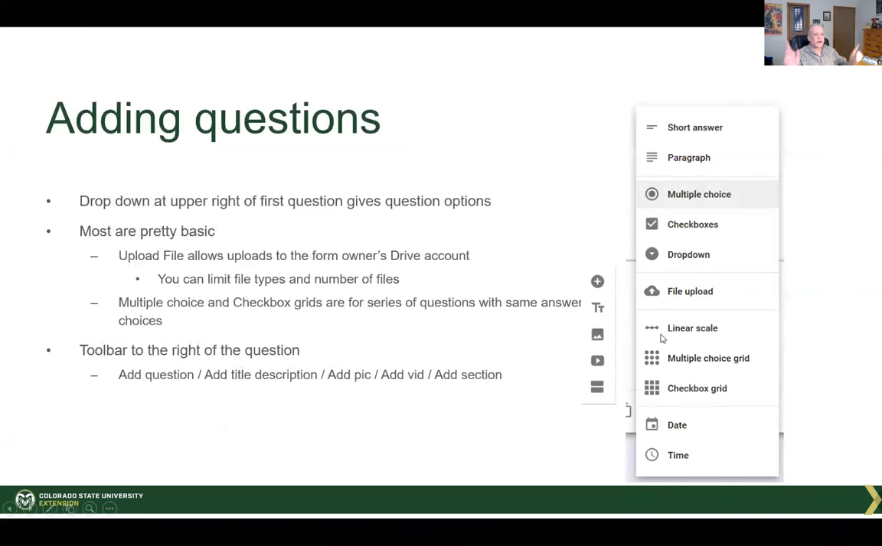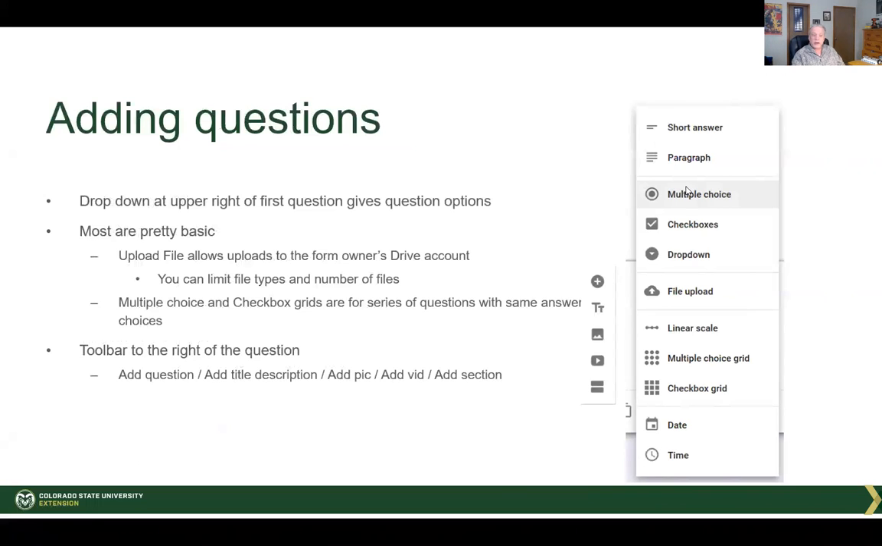Linear scale we saw already, say a 1 to 5 scale laid out along a line. Multiple choice grid and checkbox grid are just multiple choice questions or checkbox questions where there's several of them with the same format, so they come in a grid rather than one question at a time. And then finally, you can have the end user put in a date or a time.